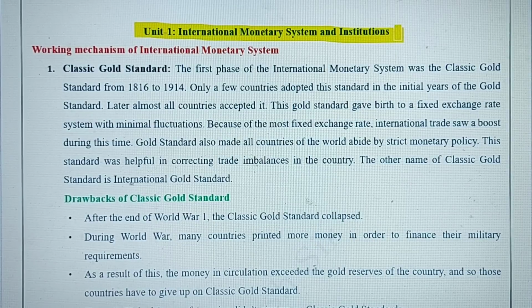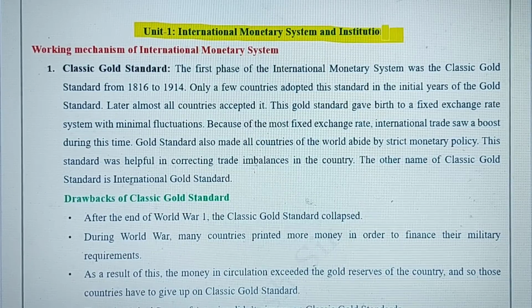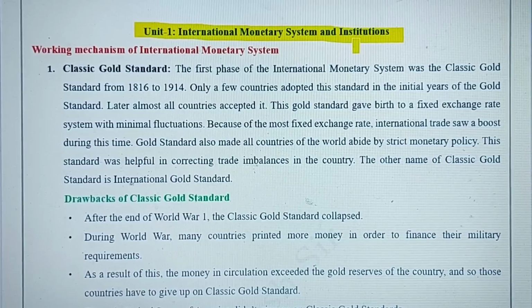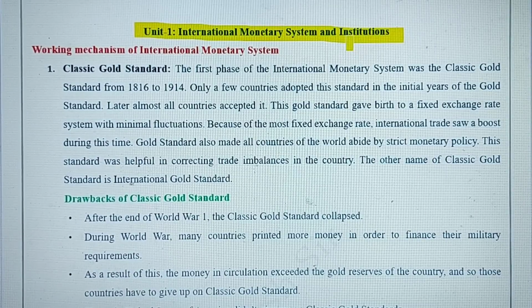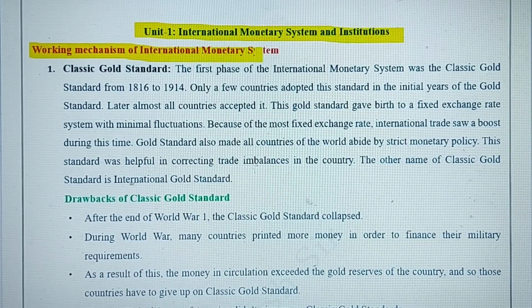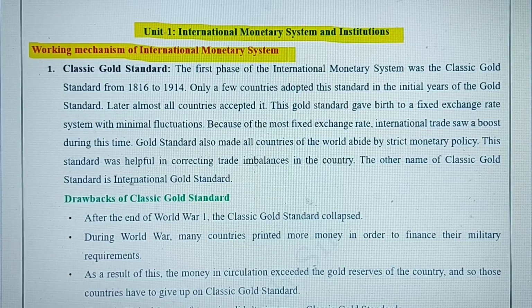I'll be sharing the important suggestions for IBO 06 for this December exams. Let's start with the first unit, International Monetary System and Institutions. In this unit you should study the mechanism of the international monetary system. In your answer you can explain that there are a few methods, or mechanisms.